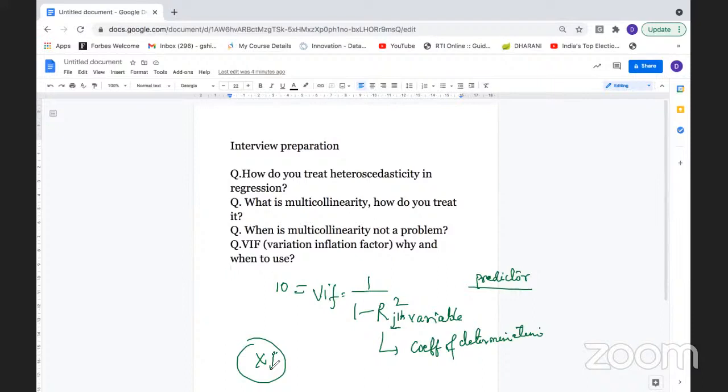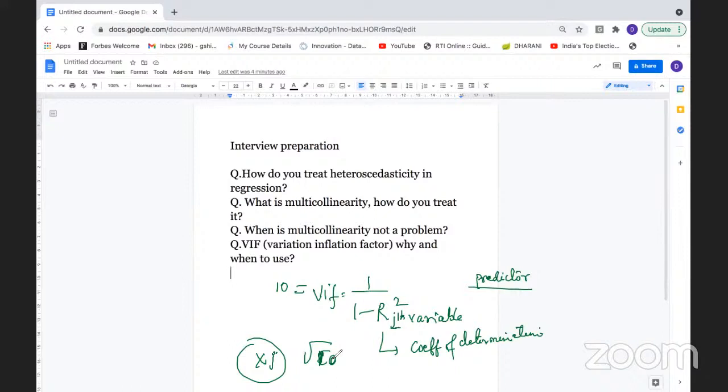It's nothing but if VIF is 5 or 10, this means that the standard error for the coefficient of the predictor variable is square root of 5, or if we have taken 10 here, root 10 times as large as it would be if that particular predictor variable were uncorrelated with other input variables. This is the interpretation.